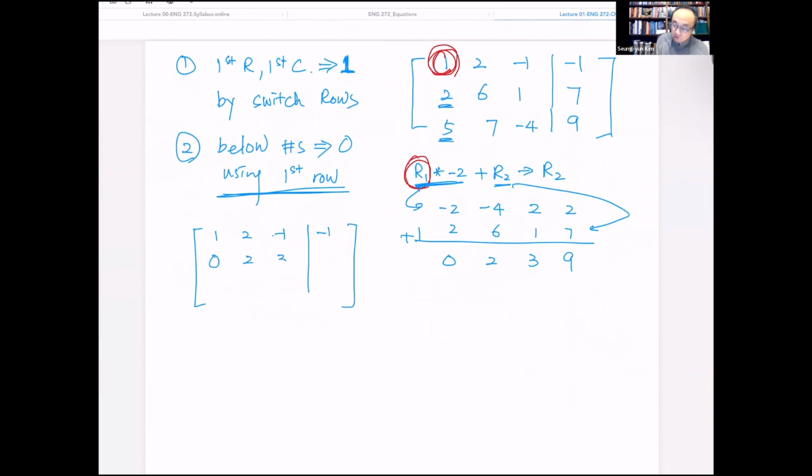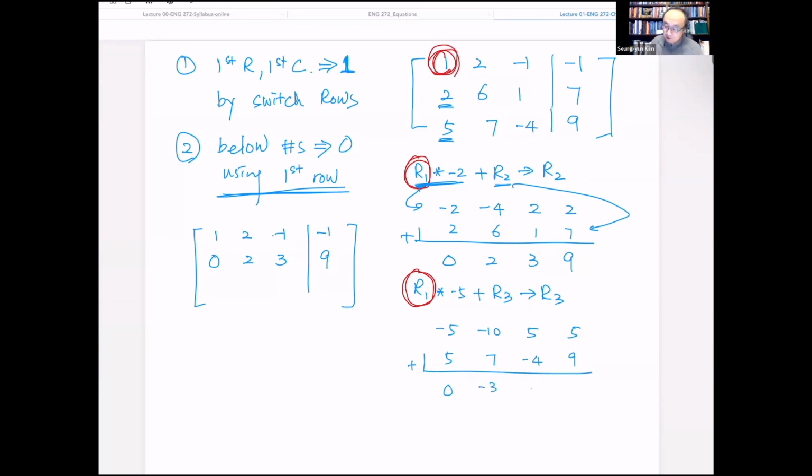Now we have 1, 2, -1, -1, 0, 2, 3, 9. And similarly, to make the 5 to be 0, we need to do R1 times -5 plus R3, put it back to R3. Again, we have to use R1. -5, -10, +5, +5, R3, 5, 7, -4, 9. We add and get 0, -3, 1, 14.